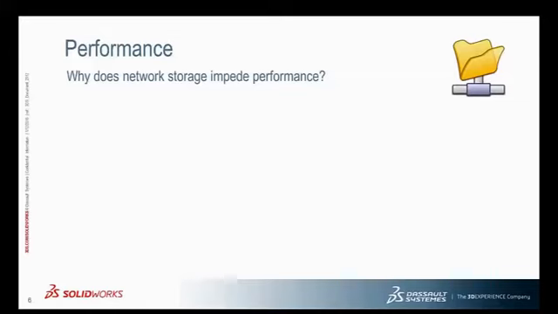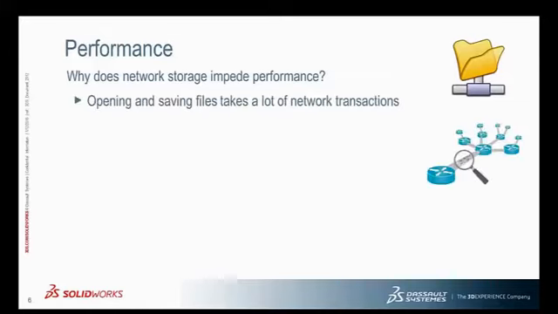Why does network storage impede performance? Opening and saving files over a network takes a lot of transactions. There's a lot of packets that go back and forth, and when you open and save, those packets are sent and confirmed, so it takes a lot more transactions than just copying a file. Copying files from one place to another doesn't take as long.